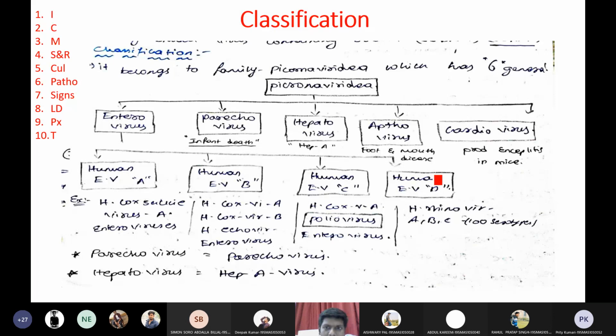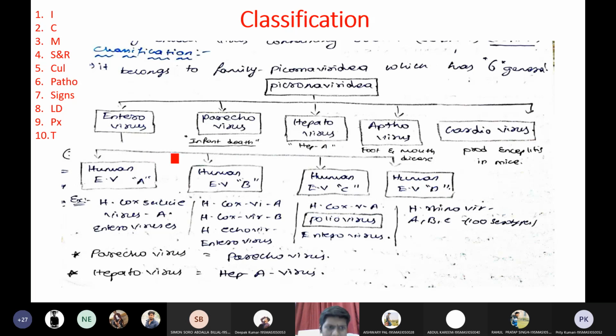Then we have aphthoviruses that will cause foot and mouth disease, and we have cardioviruses that will cause heart infection, especially in mice. So we have 5 classes of Picornaviridae: enteroviruses, parechoviruses, hepatoviruses, aphthoviruses, and cardioviruses. In the hepatoviruses, we have hepatitis A, which is an RNA virus, whereas hepatitis B is a DNA virus.